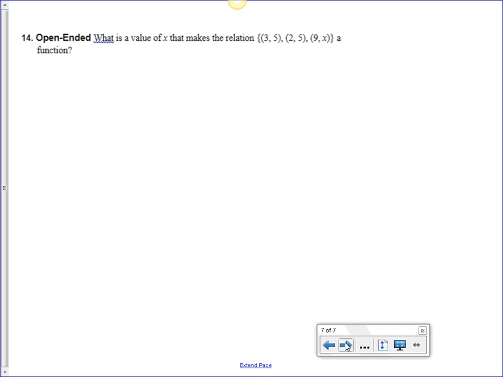And next one. What is the value of x that makes the relation 3, 5, 2, 5, 9x a function? And that one I'm going to be checking to see if you got that. So that will be our bell work on Monday. One of the questions will be this. Can you answer this question?